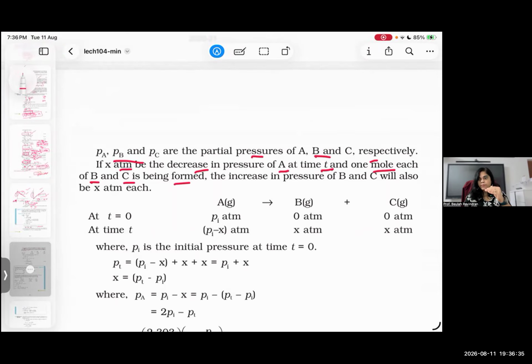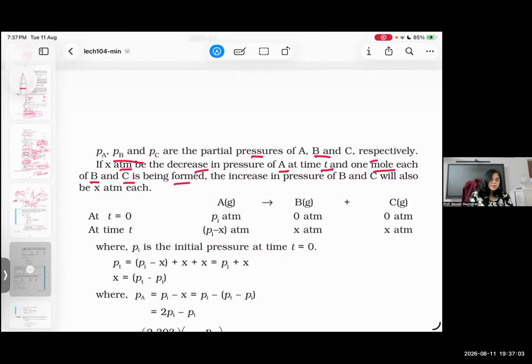So if the pressure is decreased, then what will happen? 1 mole each of B and C is formed. The product is formed now. So the increase in pressure of B and C will also be X atmospheric pressure. Now the decrease of X atmospheric pressure moves to the product.